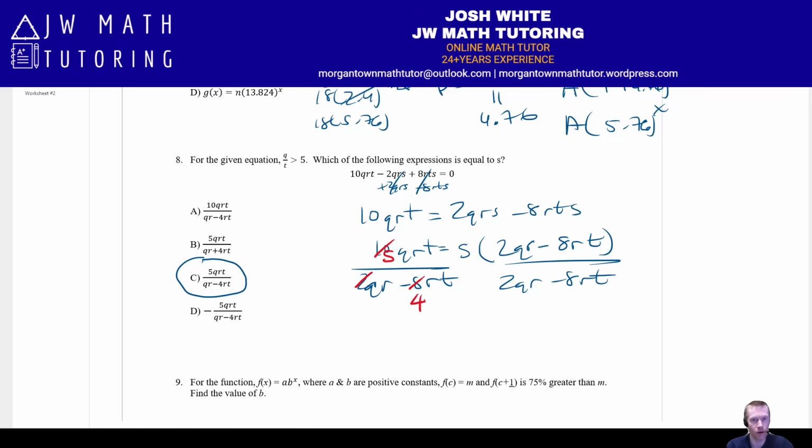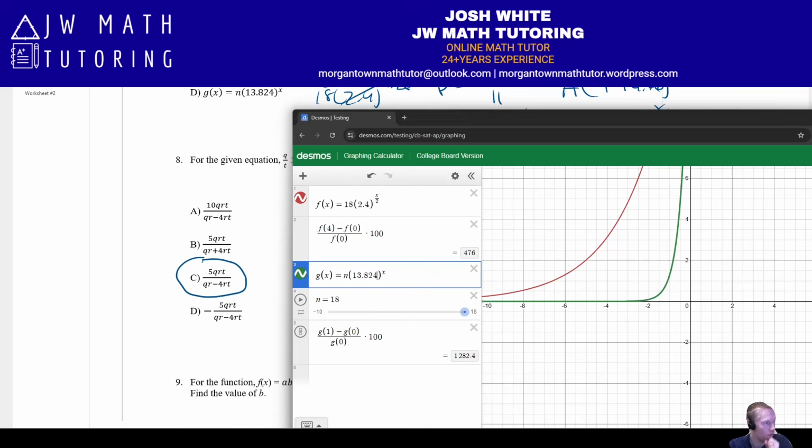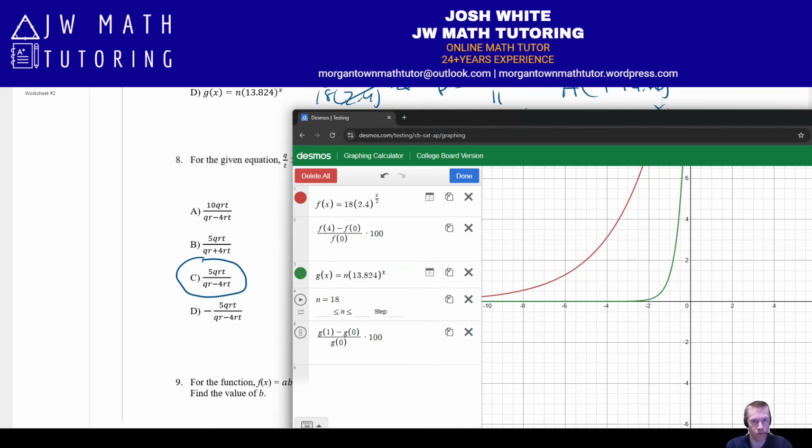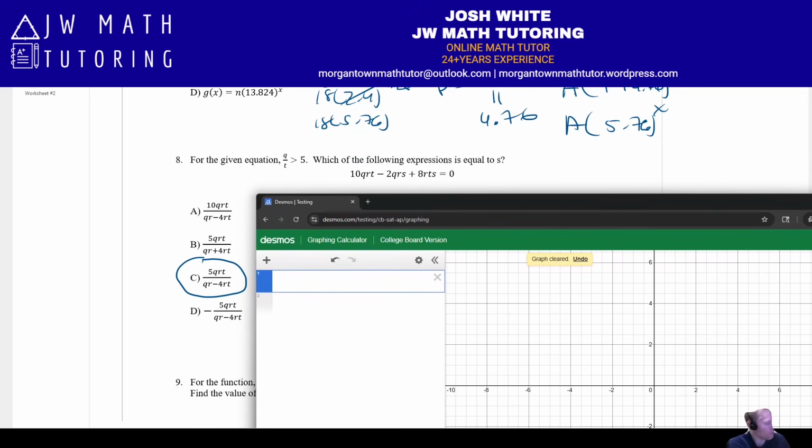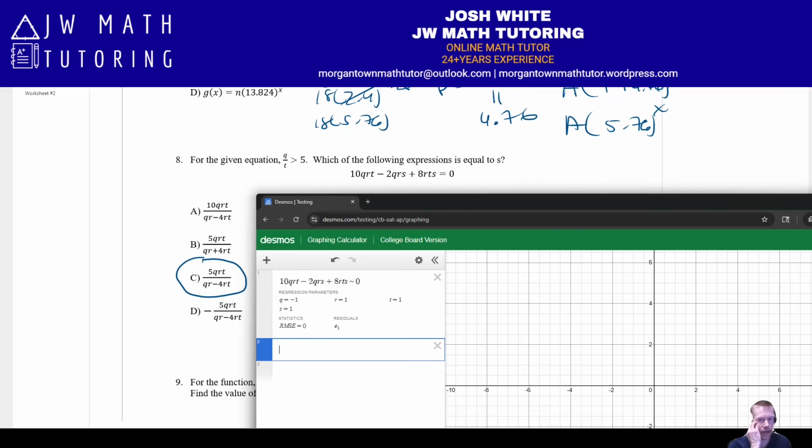Now, here's how you could also alternately solve this in Desmos. This is the general approach that'll work for any formula. First thing I'm going to do is type the entire formula as it is given, except make it a regression statement instead of an equation.